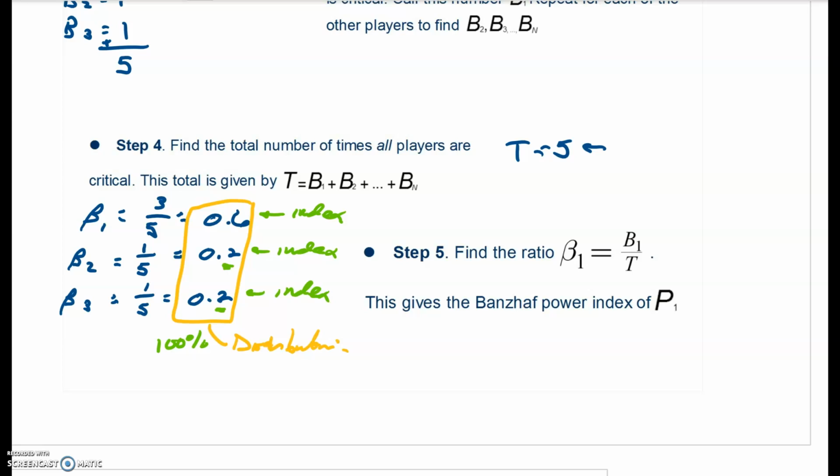They have the same amount of veto power. They have the same ability to pass a motion. So really, that's what these Banzhaf numbers do: they break down and show us where the power is located in this weighted voting system. So I hope that was semi-clear.